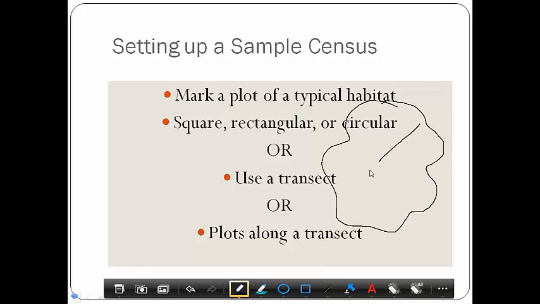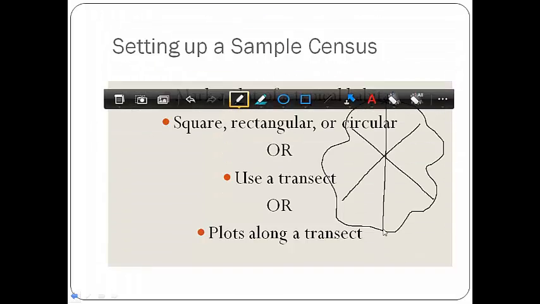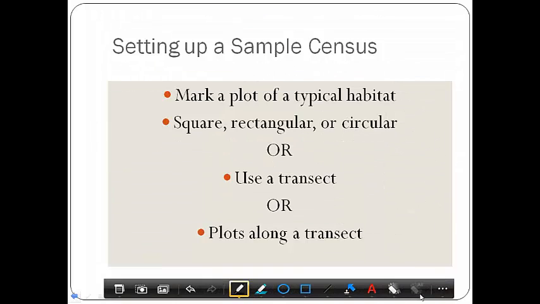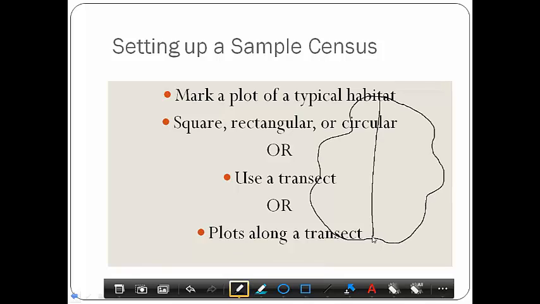A transect would be a line drawn any which way, that way or that way or that way, and figure out the population density along that line. Or we could do plots along a transect. So again, here's my forested area, here's my transect, and I'm going to look at these plots that go along the transect and figure out how many organisms are in there.